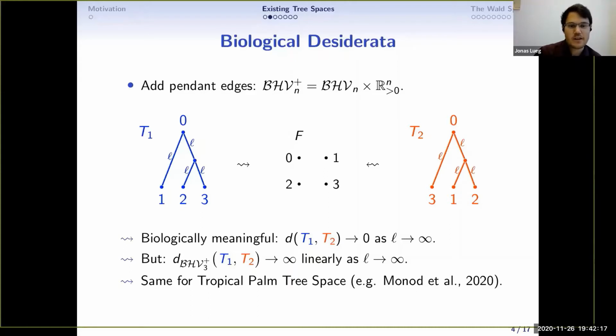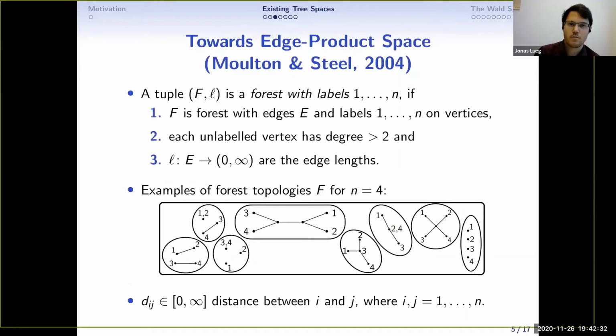Okay, so it may be a good idea. We want to define a space which has this property that the metric goes to 0 for edge lengths going to infinity. So it may be a good idea to include forests in the space. And this has already been done, namely by Vincent Moulton and Mike Steele in 2004 in their phylogenetic oranges paper. And they called it the edge product space.